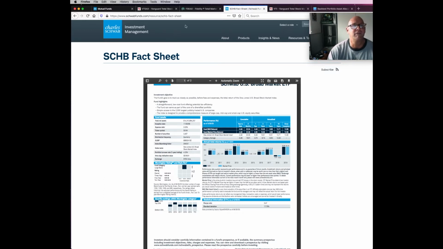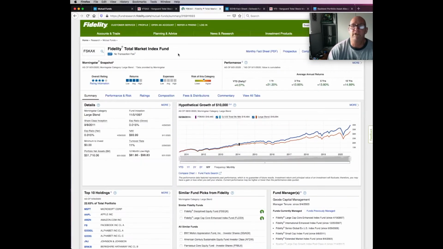All right, what if you're a Fidelity guy? Fidelity has the lowest cost of all if you're looking at overall expense ratios. Their expense ratio is 0.015%. That means for every $10,000, you're going to spend $1.50 a year, you guys. That's almost free. And the ticker for that fund is FSKAX. That's the Fidelity Total Market Index Fund.